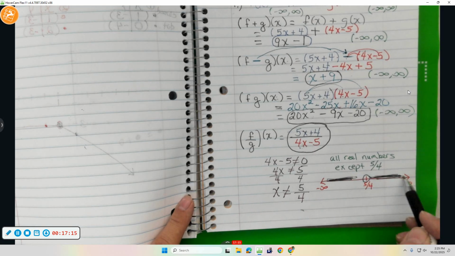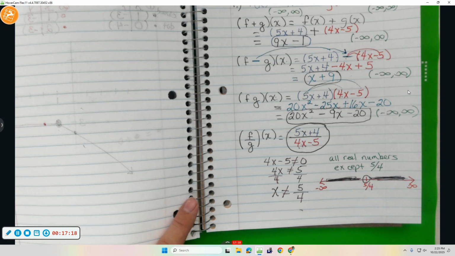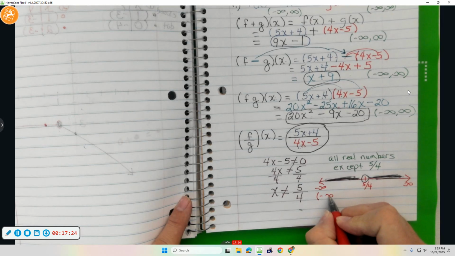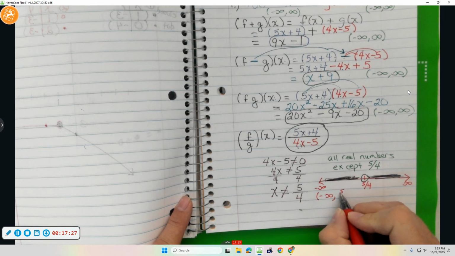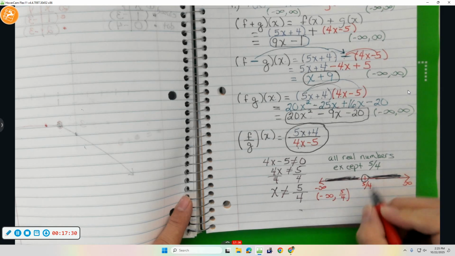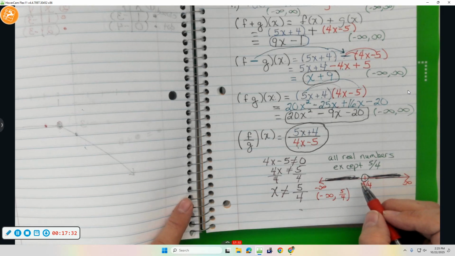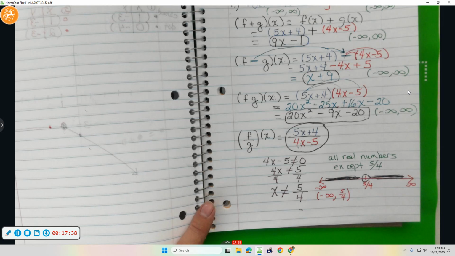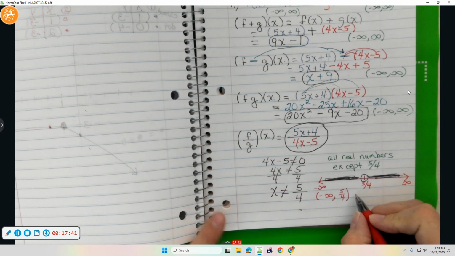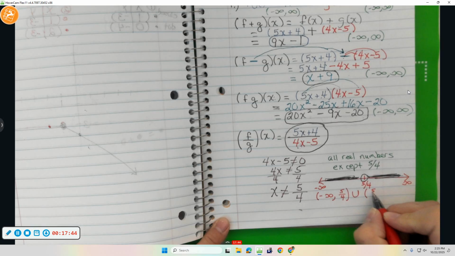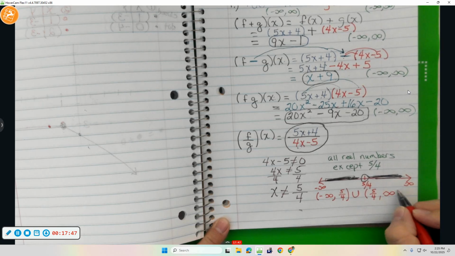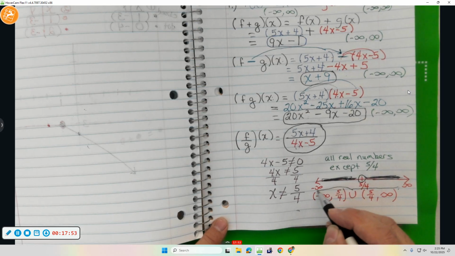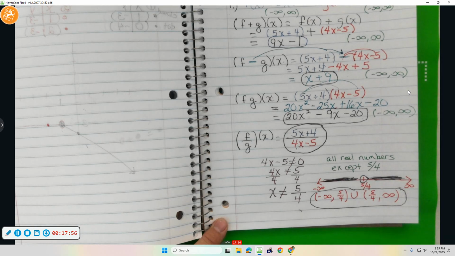So the graph I've drawn here is just to help me get that interval notation. I want everything except 5 over 4. So it would be negative infinity, comma, 5 over 4, parentheses, because there's an open circle. You wouldn't want to put a square bracket, because then you'd say including 5 over 4. No, 5 over 4 is the one number you gotta exclude. Union 5 over 4, comma, infinity. And this is the fancy way of writing all numbers except 5 over 4. Okay?